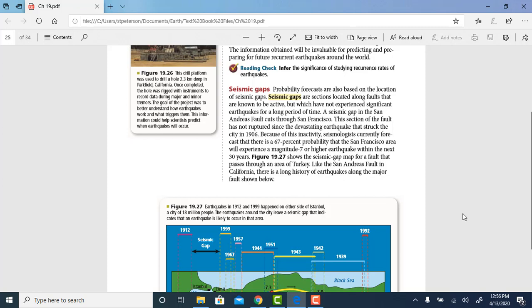Figure 19-27 shows the seismic gap map for a fault that passes through an area of Turkey. Like the San Andreas Fault in California, there is a long history of earthquakes along the major fault shown below.